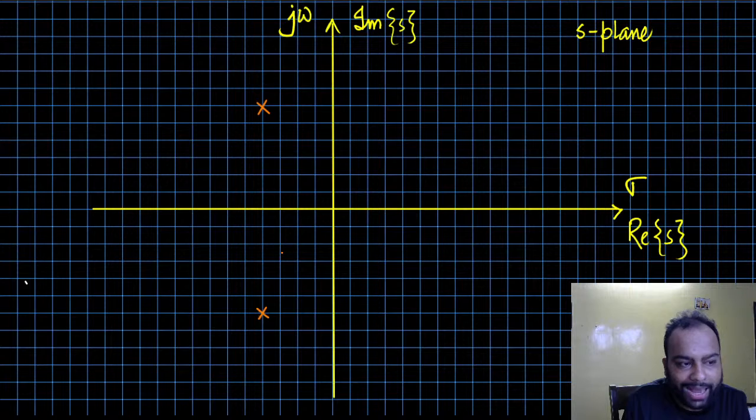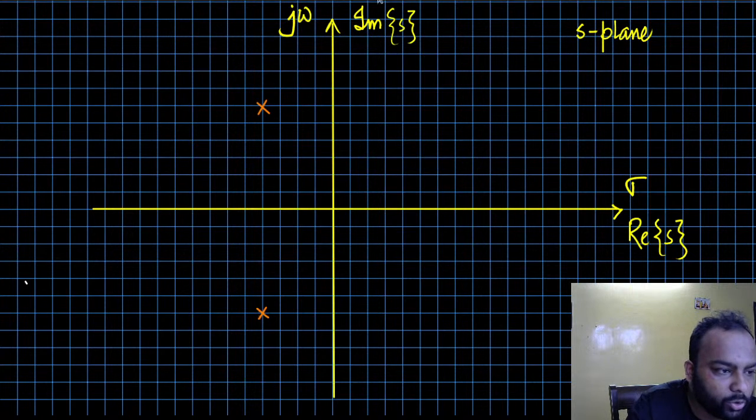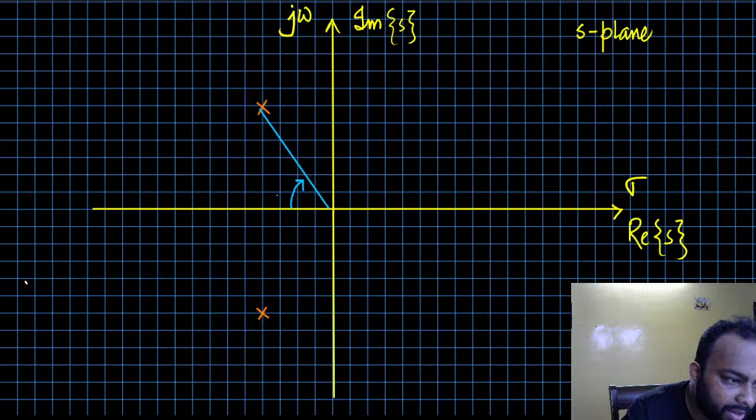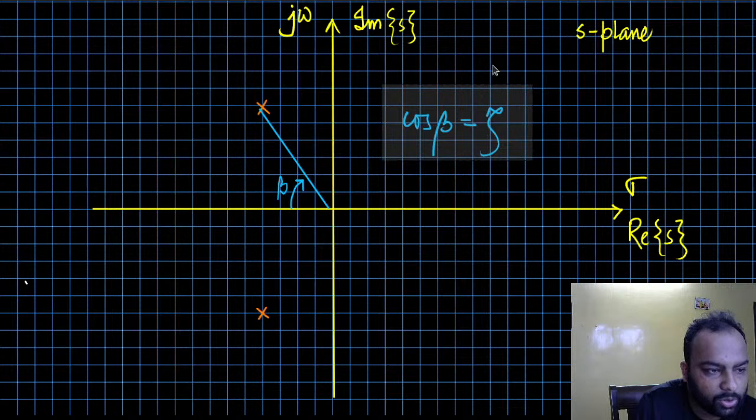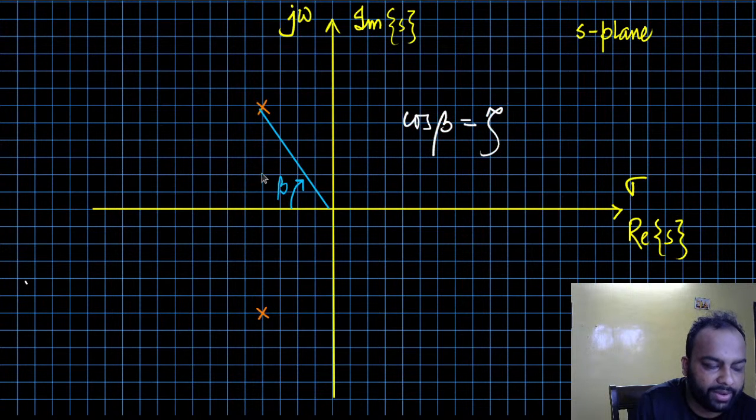Now, if I want to calculate the damping ratio, all I need to do is take one of the poles, draw this line, figure out this angle, and whatever this angle is, I calculate cos beta, and I would get the damping ratio. Because cos beta is equal to the damping ratio, right? We know that already. Fine. So that's corresponding to the damping ratio.